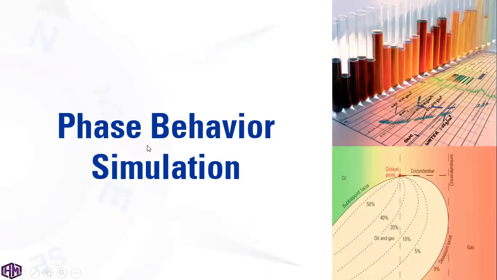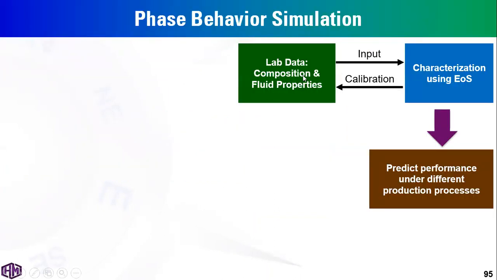So now I will very quickly highlight phase behavior simulation. Using PVT lab composition and PVT properties, we can input all of this data into an equation of state model, and then we can predict the performance under different production processes. We have to calibrate and QC the PVT data. Once the data is checked for consistency, we can calibrate the equation of state model. This is simply the PVT modeling simulation.